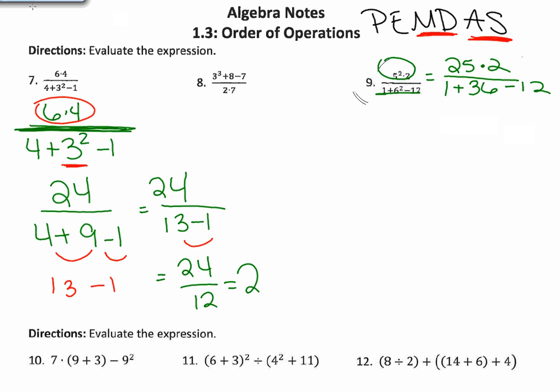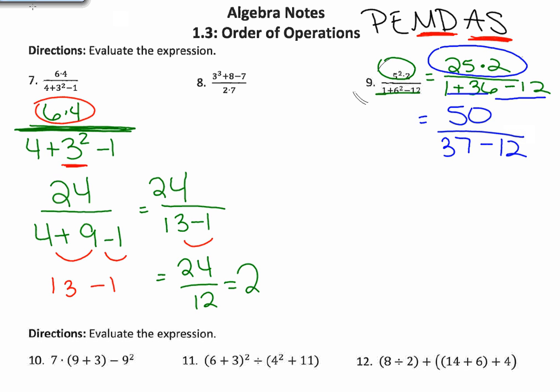So then we move on to step 2. We move in and see what we need to do on the top and the bottom again. So when I look at the top here, all I have is 25 times 2. So that's what I'm going to do. 25 times 2 is 50. Okay, but on the bottom I have a different story. I have addition and subtraction. But I know that order of operations tells me that addition and subtraction happen from left to right. So the first thing on the left is my addition. So that's what I'm going to do next. 1 plus 36 is 37 minus 12.